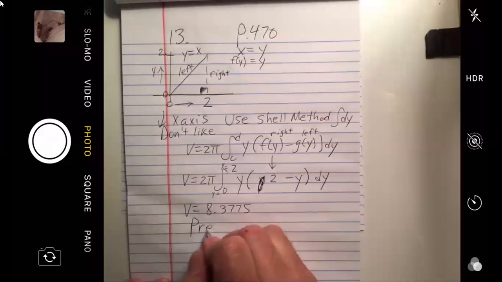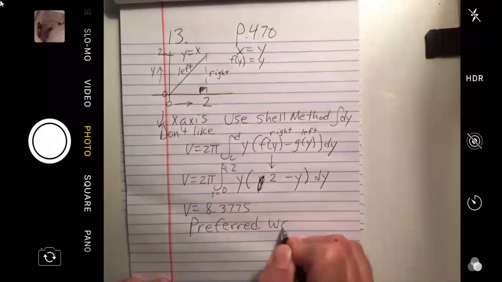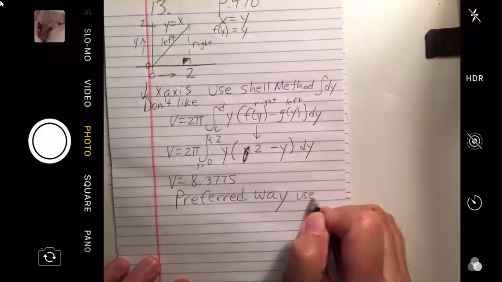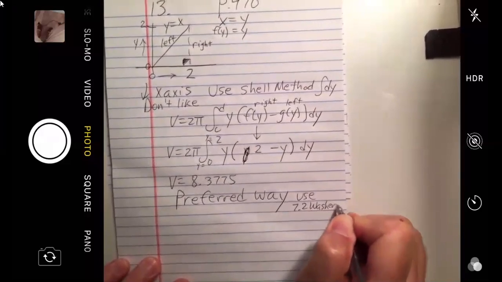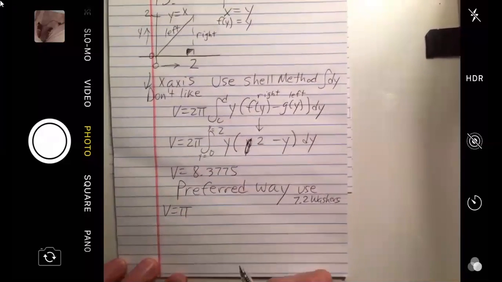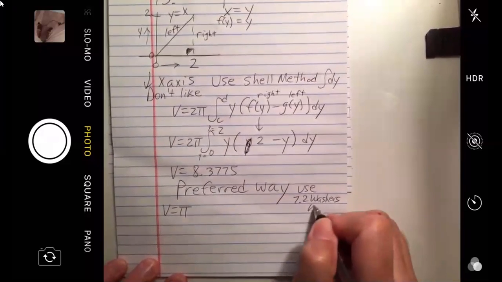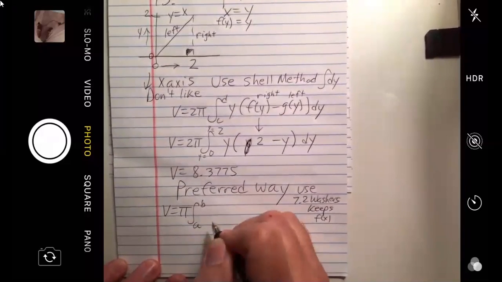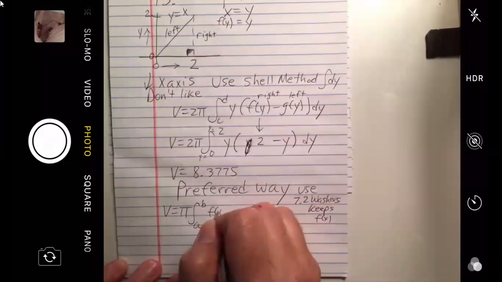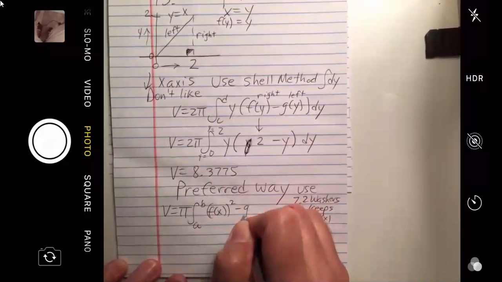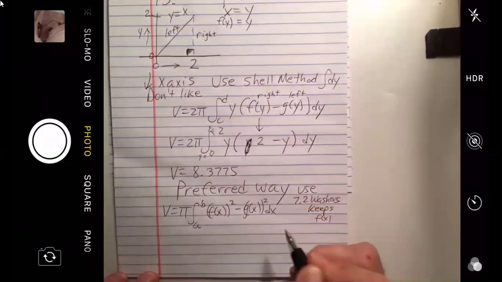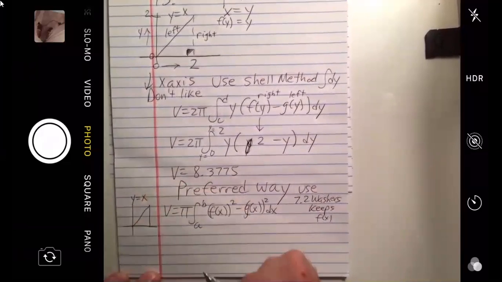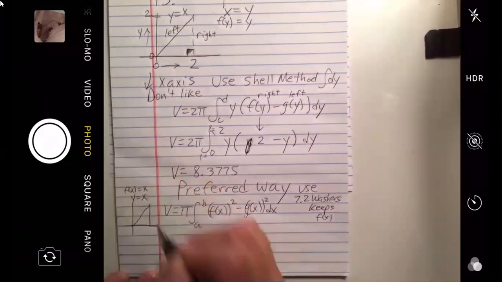Here's the preferred way: use washers, 7.2 washers. That would give you pi, because this keeps functions of x, integral a to b, and you'd have f of x squared minus g of x squared dx. I'll redraw the diagram down here. So now your y equals x, that is your f of x, equals x again, keeping everything in terms of x.